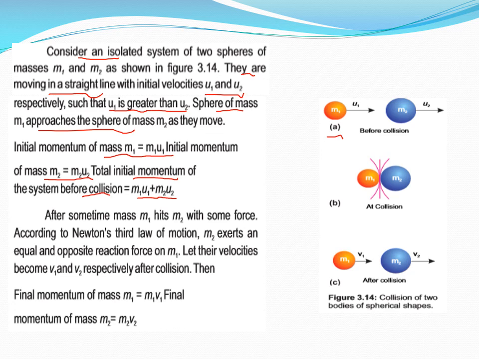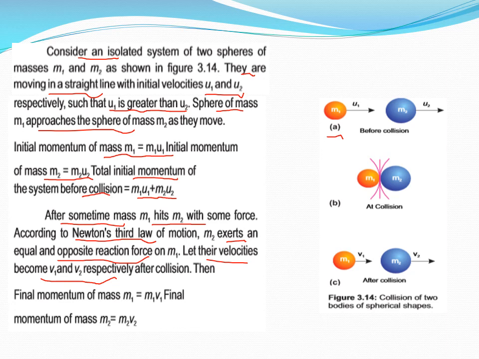Okay, now after some time mass m1 hits m2 with some force, because we have put the condition that the speed of m1 is more than the speed of m2. So according to Newton's third law of motion, m2 exerts an equal and opposite reaction force on m1. Let their velocities become v1 and v2 respectively after collision.